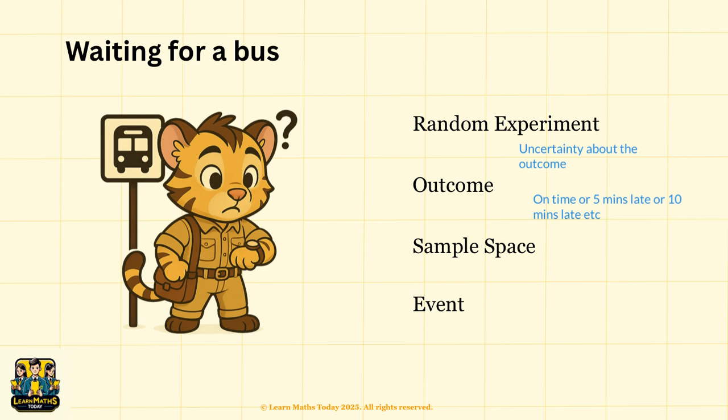If we gather all these outcomes into one set, we call this the sample space. In our example, the sample space is all the possible bus arrival times. For example, you might say it includes outcomes like on time, 5 minutes late, 10 minutes late, and so forth. Now, sometimes we are interested specifically in certain outcomes within our sample space.